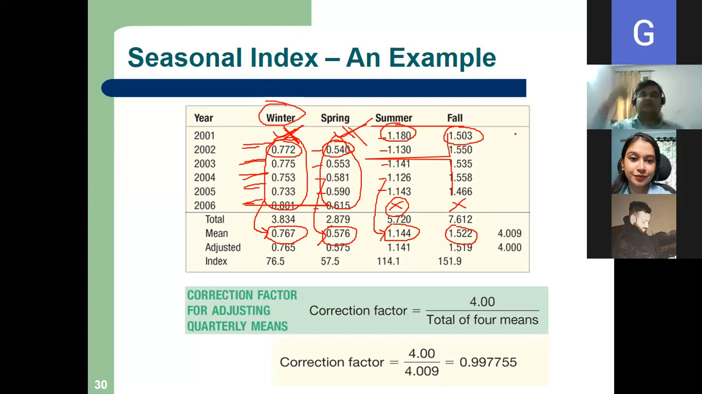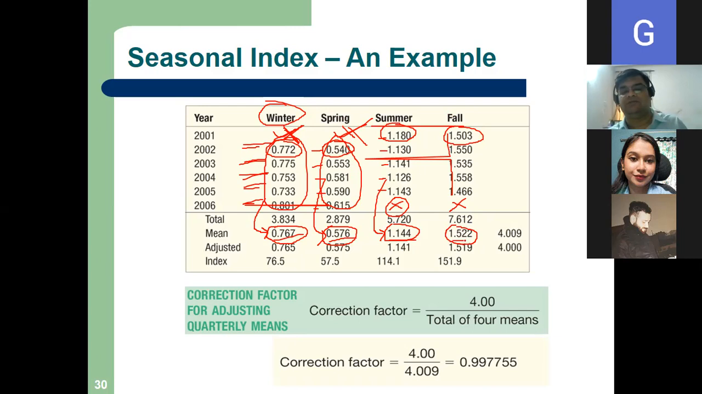Okay. So I have got my index. Now see, any index, when we calculate, the base must be either 1 or 100. So if I sum that, I have got 4 indexes for winter, spring, summer, fall, right? What are those? 0.767, 0.576. Very important thing we are discussing, students.